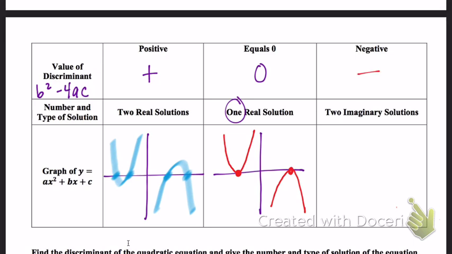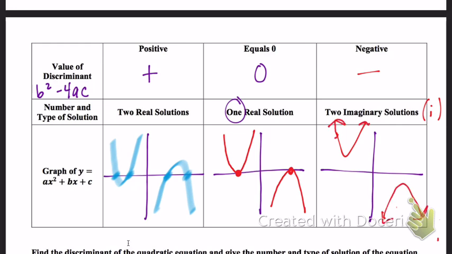And then if you get a negative, so you're going to get a negative square root, that means you're going to have i's in your answer. And my picture, or my parabola, would be like the parabolas are in outer space. They never ever touch the x-axis. So they're like up here, or they're down here. But they never actually touch the x-axis. They're in outer space. So that's what I mean by two imaginary solutions. They don't touch the x-axis.